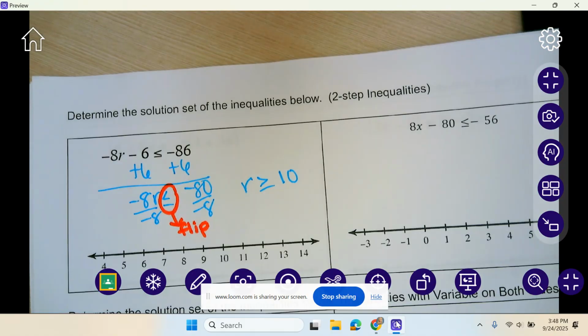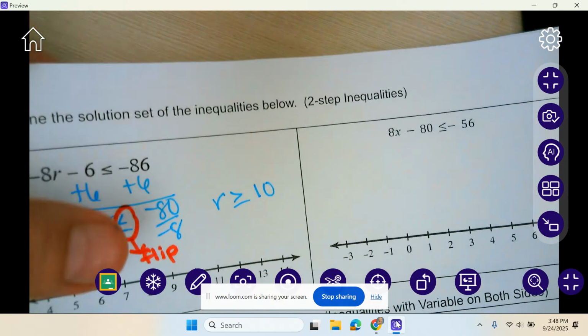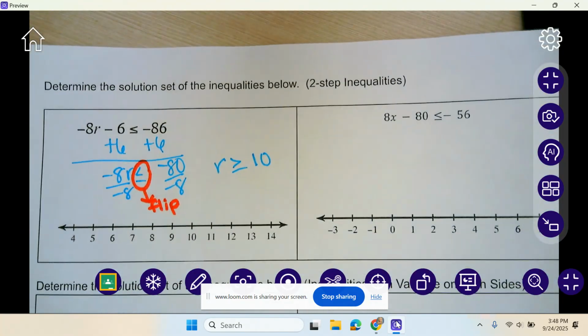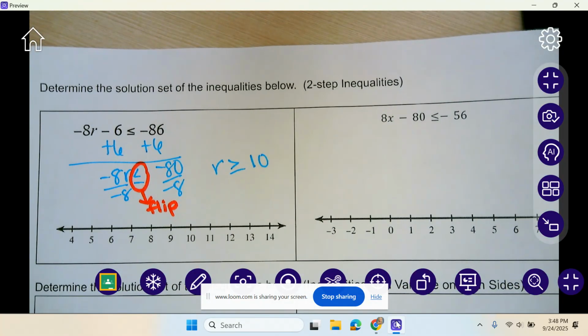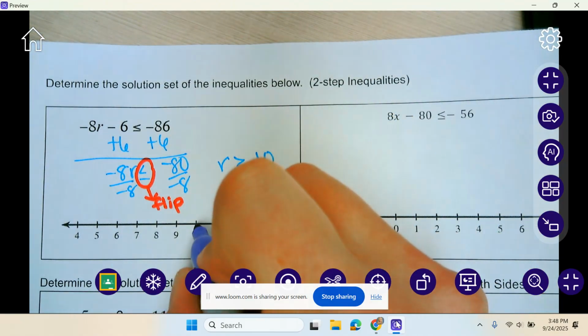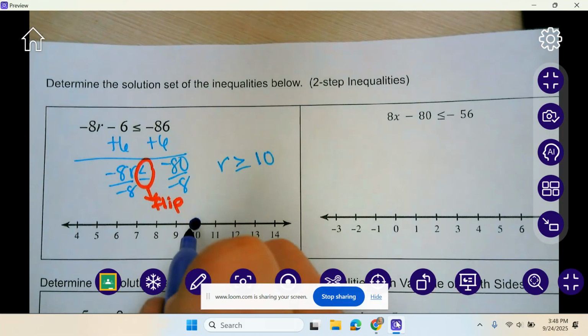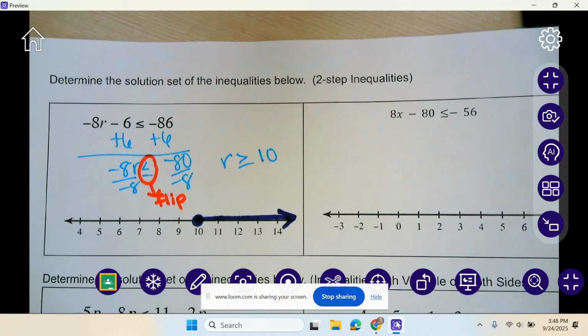Okay. So here, let me not have a bunch of papers so my marker doesn't bleed. So R is greater than or equal to 10. I'm going to get a cute marker. We'll go with purple. Greater than or equal to, that's a closed dot. And then all the numbers greater than 10 are to the right. So 11, 12, 13, 14, those are all bigger.